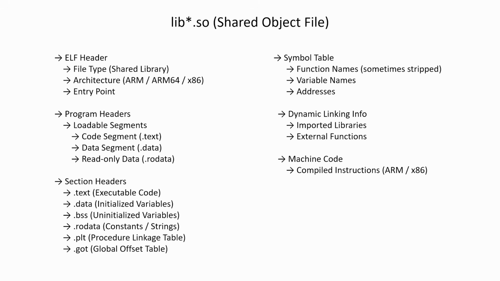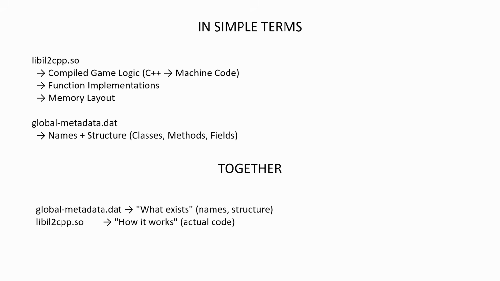Because like I said previously, the code-related stuff is stored in so ranges, not in metadata. Even if it is related to the class, it will be stored in so files because the code/logic is stored there. So in simple terms, libil2cpp.so contains compiled game logic, function implementations, and memory layouts. Global metadata contains names and structures. Together, the metadata tells us what exists or what we can expect in it, and libil2cpp.so tells us how it works or what the logic behind those is.